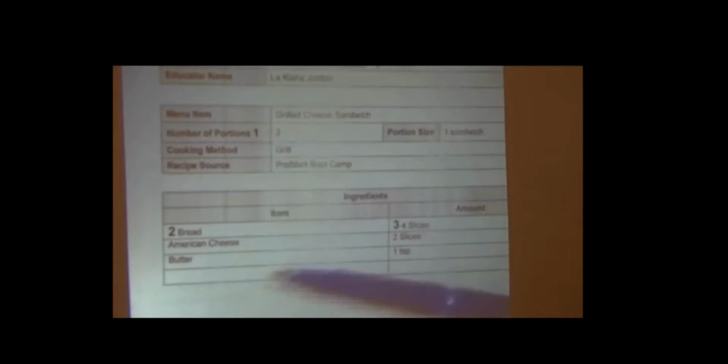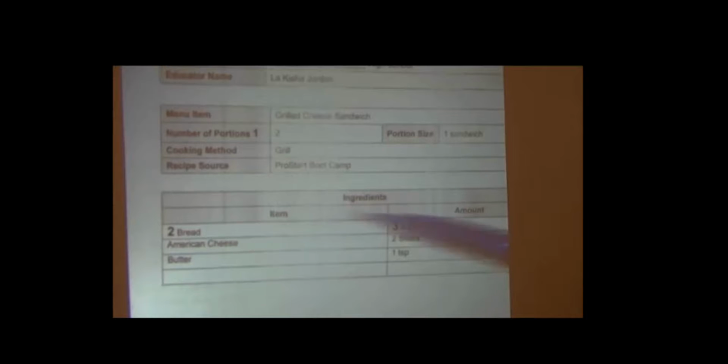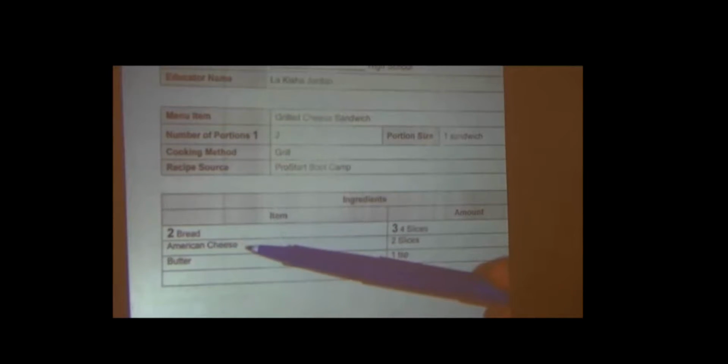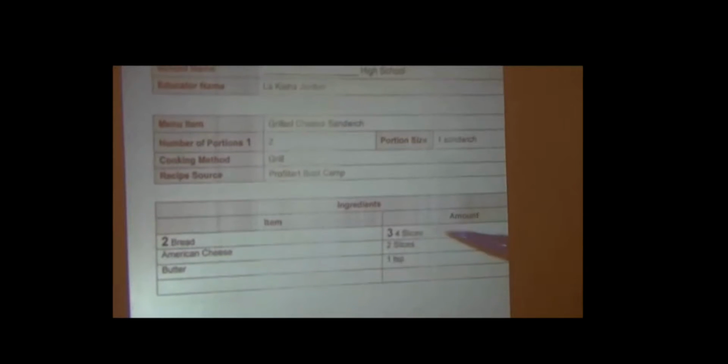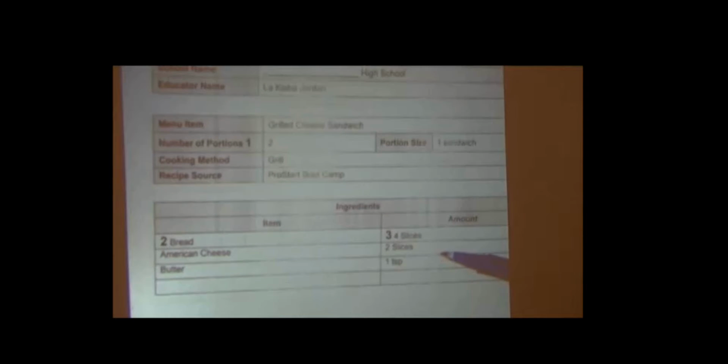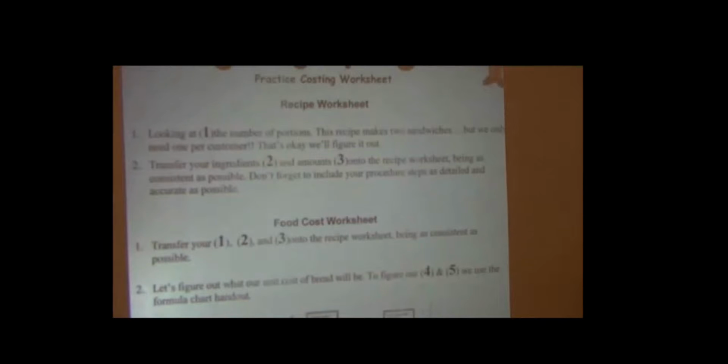So if I bring back my first sheet again, the recipe worksheet, my 2 are my ingredients, my 3 is the amounts. So for this recipe, I need bread, I need American cheese, I need butter. Now for bread, I need 4 slices of bread, because again, remember it makes 2 sandwiches. I need 2 slices of American cheese and 1 teaspoon of butter. So that's my 1, 2, and 3. So I've gotten step 1 done, step 2 done.